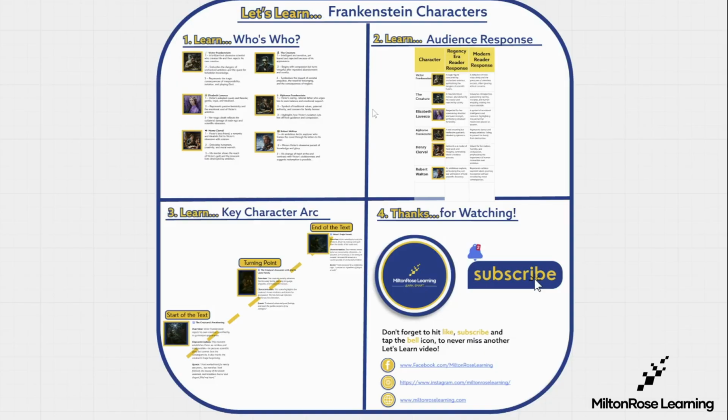Then we will have a look at breaking down some of these key characters for reader response and look at how a modern audience would respond to them, but also how a Regency era reader would respond to them, because obviously it's about 200 years ago, so they interpreted characters in very different ways sometimes. And then we'll look very quickly at a character arc, so some of the turning points in terms of the characterization in the novel. So it should be a really nice lesson. So let's dive in then.